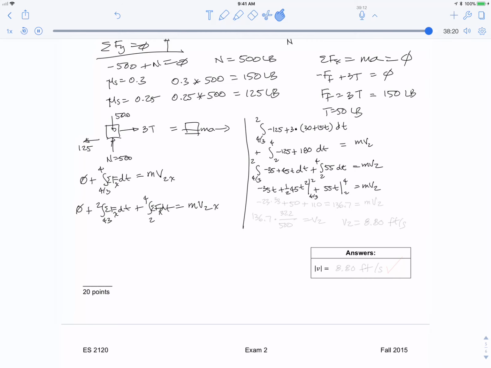So I'm going to plug in those numbers and be right back. So that came out to minus 23.33 plus 50 plus 110, which all comes out to 136.7 equals mv2. And the mass was 500 pounds divided by g, so 136.7 times 32.2 over 500 equals v2, and we get that v2 equals 8.80 feet per second.